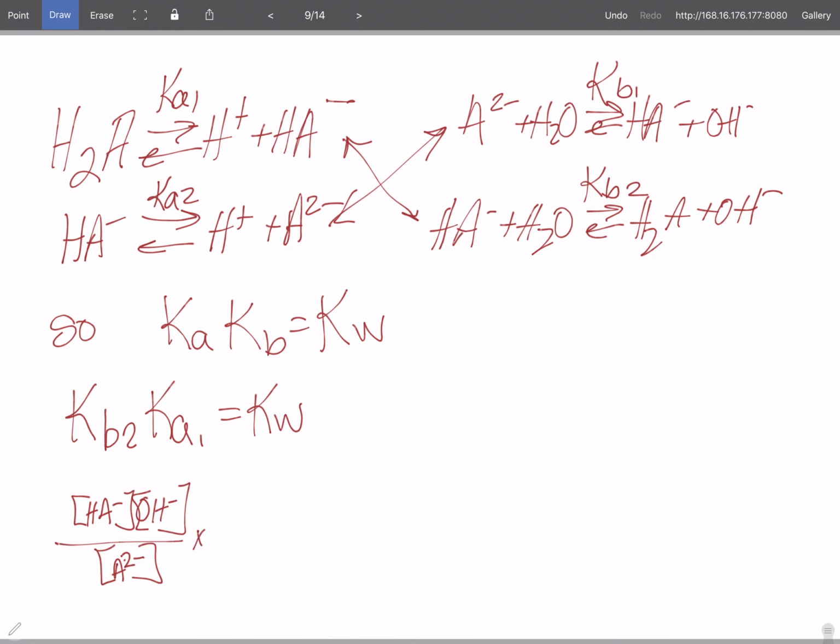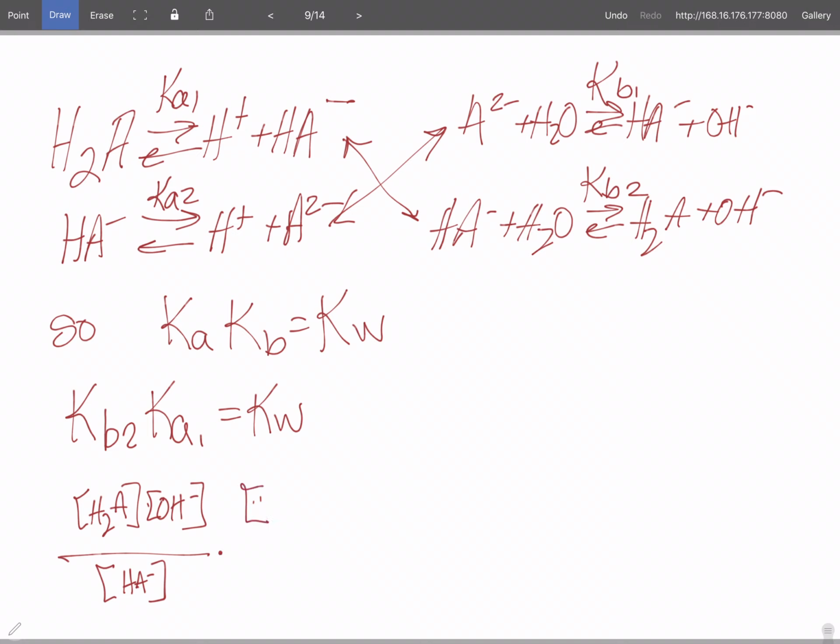Okay, my Ka1 is H plus times, oh wait, I need my, yeah, I did Kb1. I hate it when a plan doesn't come together. So let me start over. I need Kb2, which is H2A times OH minus. Kb1 with Ka2 will work, but I just want to do this one. This is your HA minus. That's your Kb2.